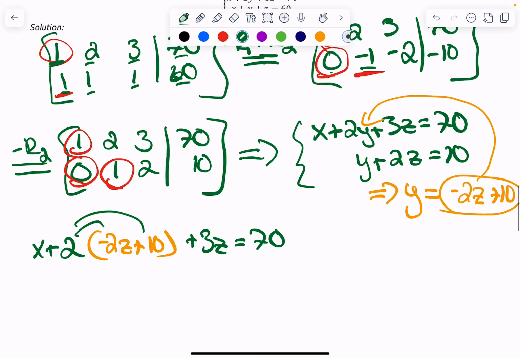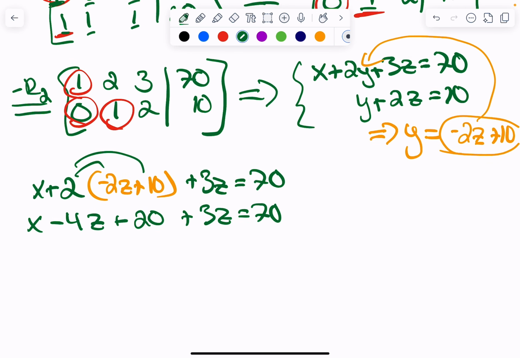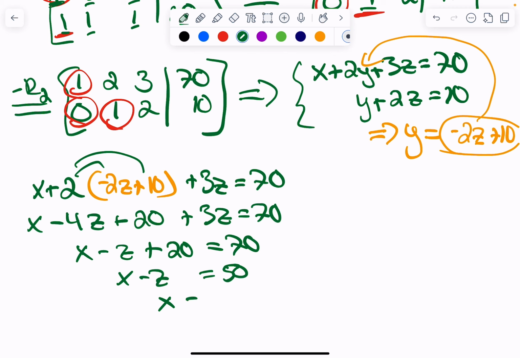Distributing and combining like terms. So we get x minus z plus 20 equals 70. We move the 20 to the other side. X minus z equals 50. And then we'll move the z to the other side. So x equals z plus 50.